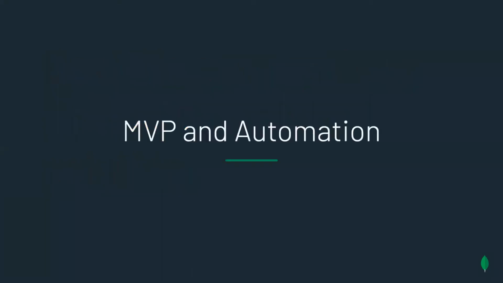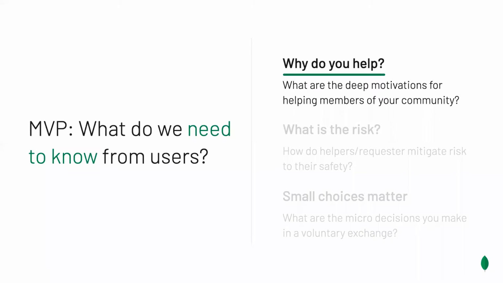To move on to the MVP and our exploration into automation, we had some initial post-research questions that helped narrow down our problem statement, and we narrowed these down to 4 fundamental questions. We had a question of, why do you help? So what are the deep motivations for helping members of your community?